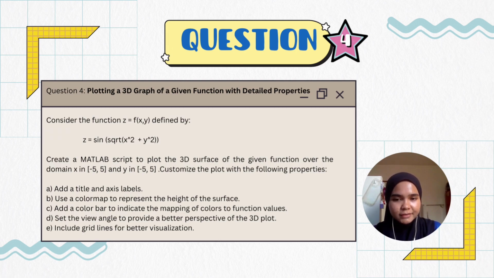So customize the plot with the following properties. A. Add a title and axis label. B. Use a color map to represent the height of the surface. C. Add a color bar to indicate the mapping of color to function value. D. Set the view angle to provide a better perspective of the 3D plot. And the last one, include grid lines for better visualization.